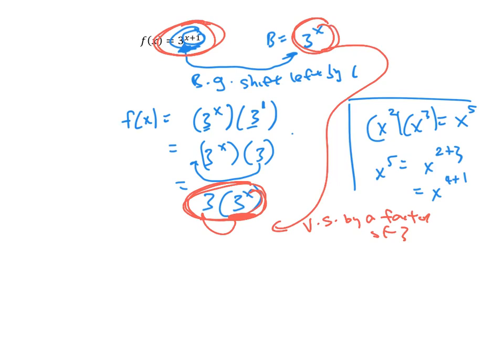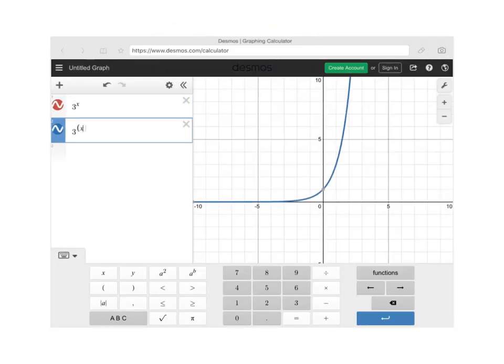So in other words, shifting left by 1 of 3 to the x is exactly the same thing as a vertical stretch by a factor of 3. And I'm going to show you this in Desmos in the next slide. So here we have a Desmos where I drew 3 to the x already, the base graph, which swoops up, and I'm going to type in 3 to the power of x plus 1. What should happen is this graph should shift a little bit to the left. You can see the blue graph compared to the original red graph has moved a little bit to the left.